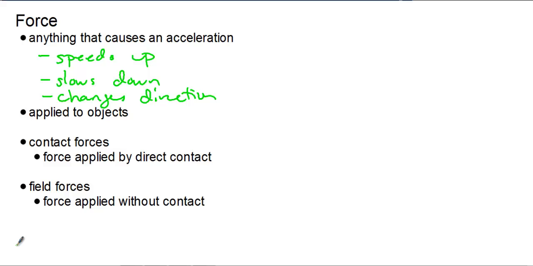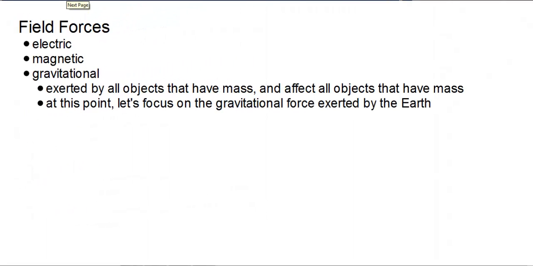And we'll have three different types of those, one of which we will focus on most in this course. So field forces we'll look at first. We have electric forces, magnetic forces, and the one we're going to explore, gravitational forces. In gravitational forces, I should say, all objects that have mass exert a gravitational field. Okay, they have some kind of force field around them. And any object that has mass is affected by a gravitational field.